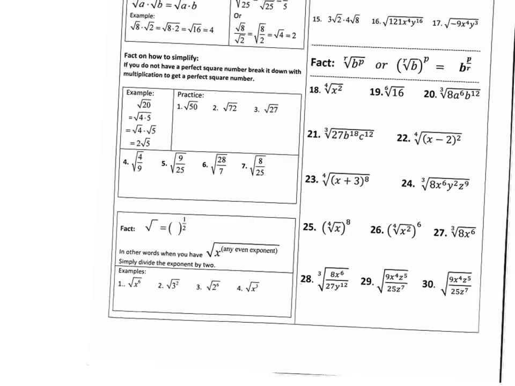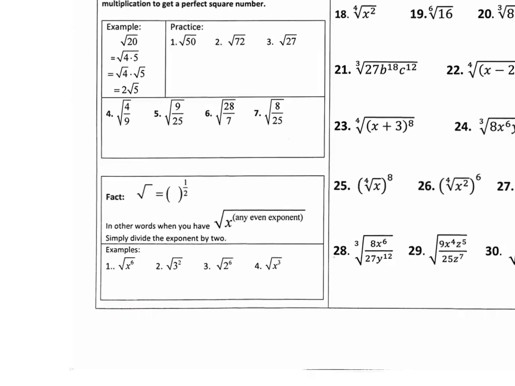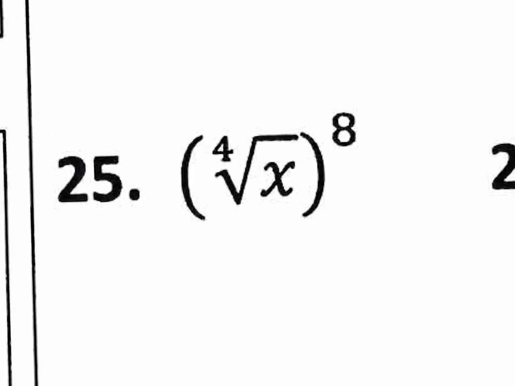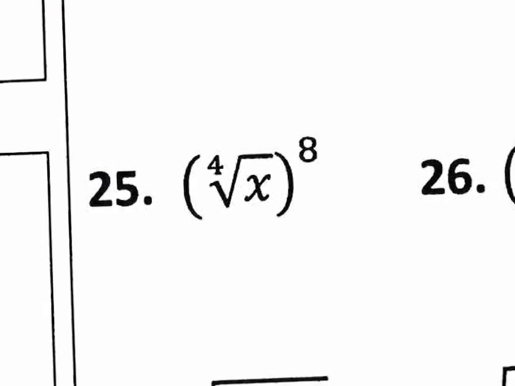Yeah, that's true. But on this handout, on these notes, we're going to be simplifying terms that have powers and roots. And it doesn't matter if the power is on the inside of the radical or the outside of the radical. The power will always be the numerator of your rational exponent. The root will always be the denominator of your rational exponent.